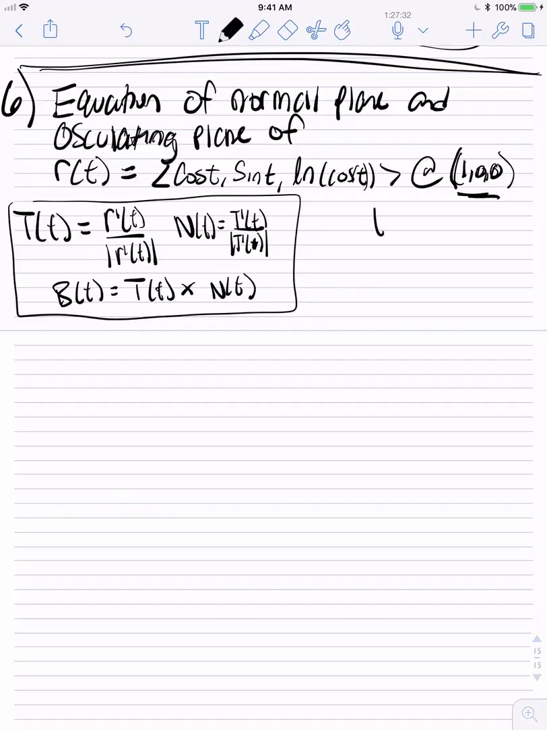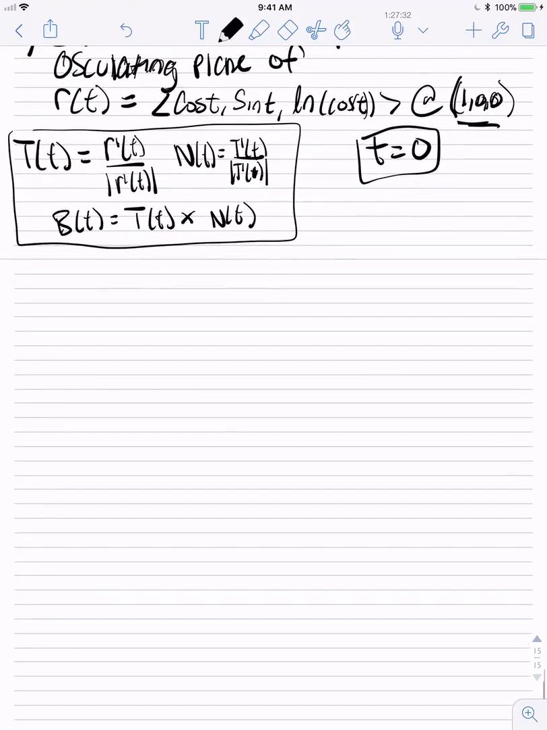So we see that if we plug in t equals 0, cosine of 0 is 1, sine of 0 is 0, and ln of cosine of 0 is also 0. So then we get 1, 0, 0.